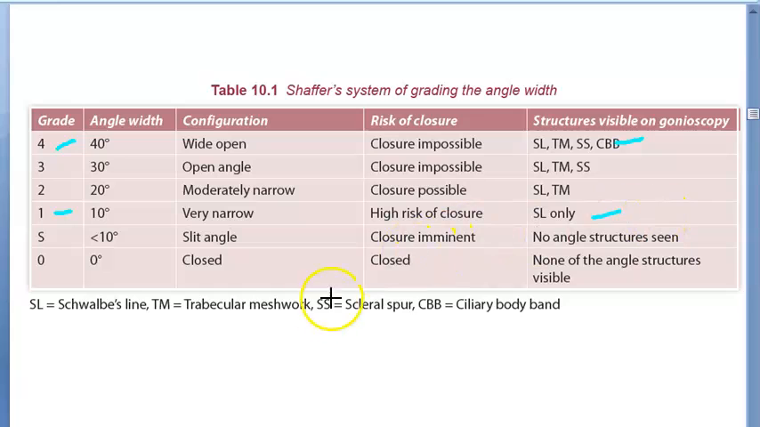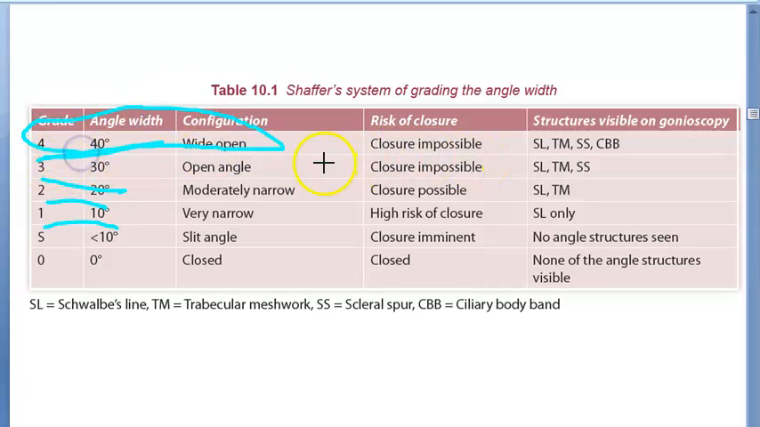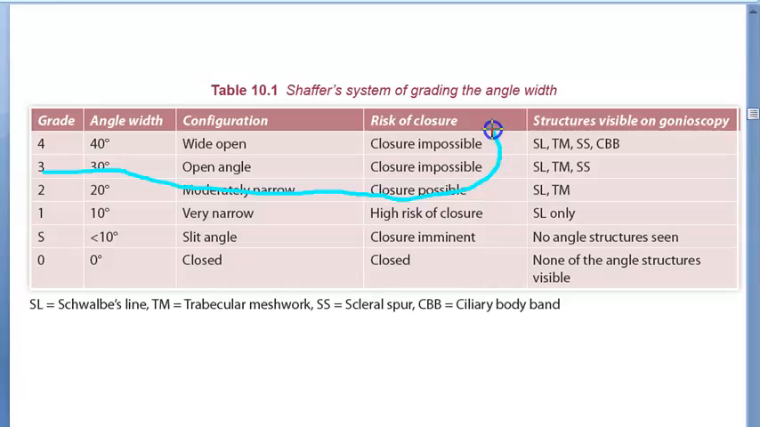So what about that iris, root of iris? Why didn't they include that here? So only these 4 define it. So got it, guys? So you can say now that grade 4 is wide open. 4 is 40 degree, 3 is 30 degree, 2 is 20 degree, 1 is 10 degree. And grade 4 is wide open angle. Its closure is impossible. No need to worry about these people at all, right? And even for this 30 degree, they are saying open angle, closure impossible. So 30, 40, grade 3, grade 4 all fine.